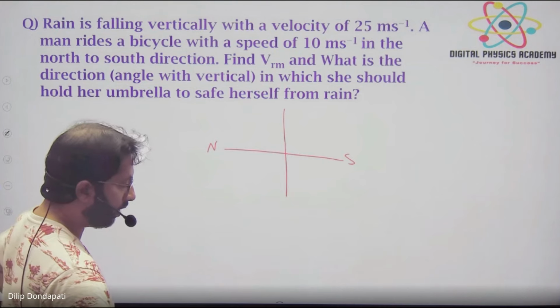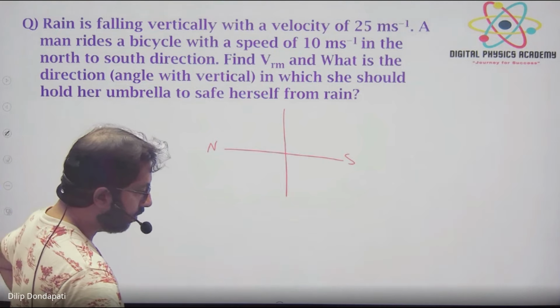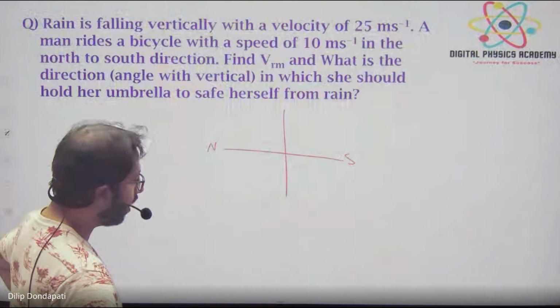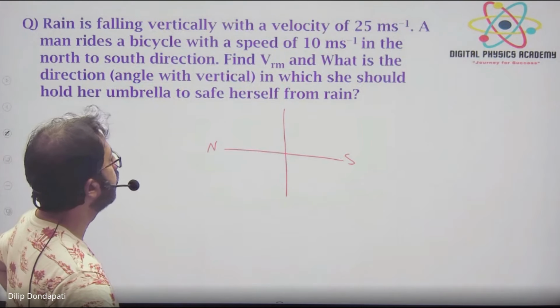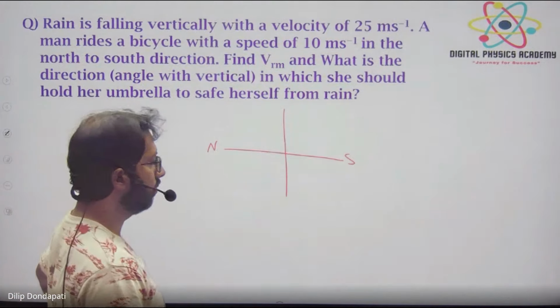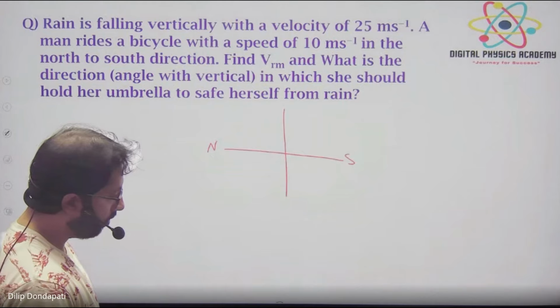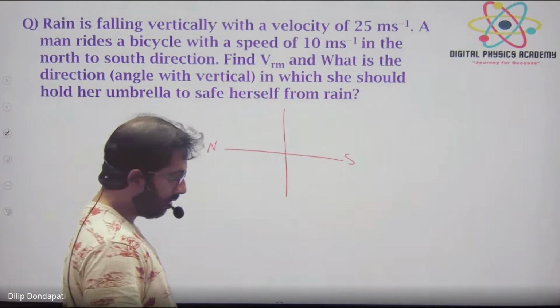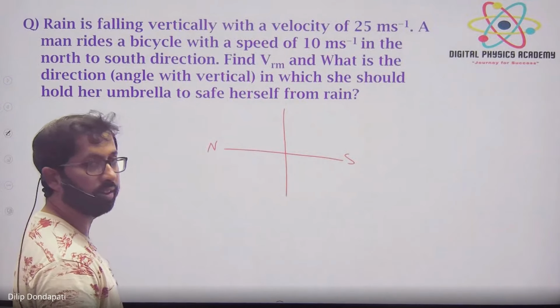So again, theta is equal to tan inverse 2 by 5. Tan inverse 2 by 5 is correct. And magnitude VRM. Sir, I'm getting 5 root 29. Oh, yes, 5 root 29 is the answer.